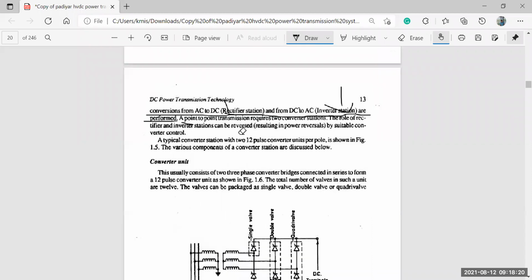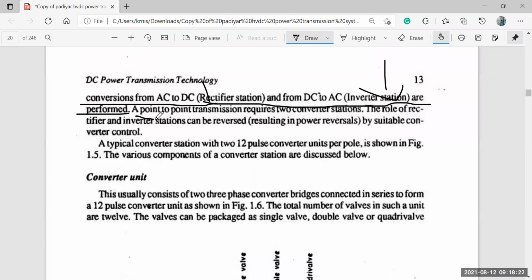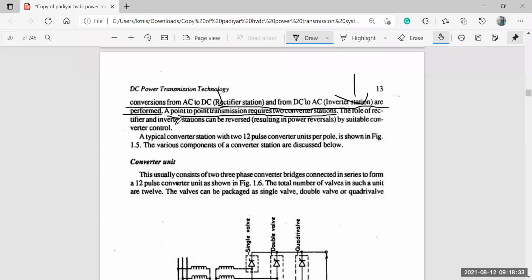A point to point transmission requires two converter stations. The roles of the rectifier and inverter stations can be reversed, resulting in power reversal. We have already seen this facility, that due to small minor control actions we could convert the rectifier station and inverter station into the desired form, as we desire.